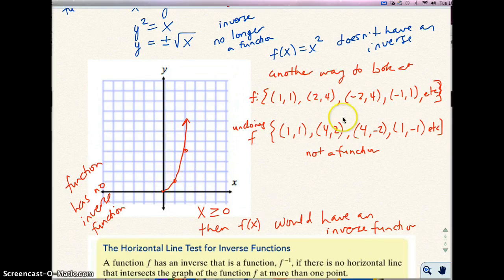Basically, as long as x is greater than 0, so if I didn't pick this value for x or this value for x, then it would have an inverse function. We'll talk about more of that later.